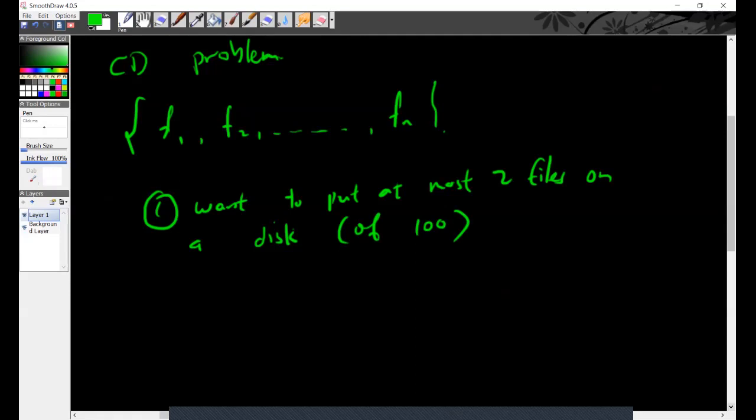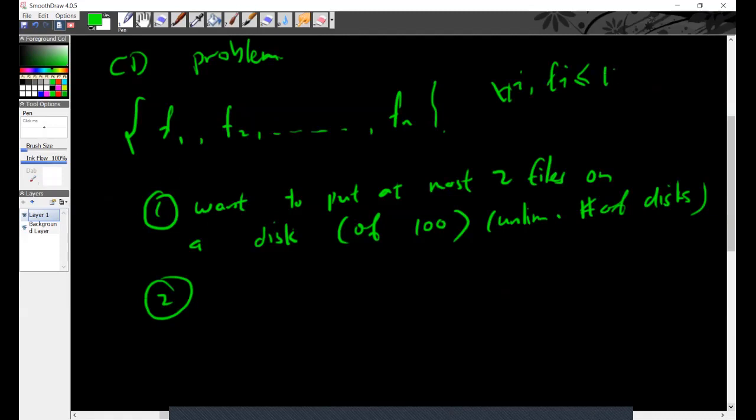So even if I have, say for example, 3 files and each file was of size 1, I'm only going to put 2 of these onto a single disk, okay? And I have an unlimited number of disks. So we're at liberty to use however many disks we want, but of course we know from here that we only need n disks at most, right? And we're gonna assume that for all i, f_i is less than or equal to 100. So each of these can fit into a disk, so we know that we need at most n disks.